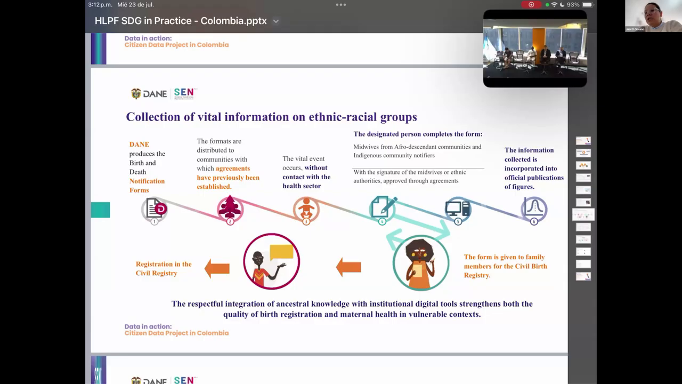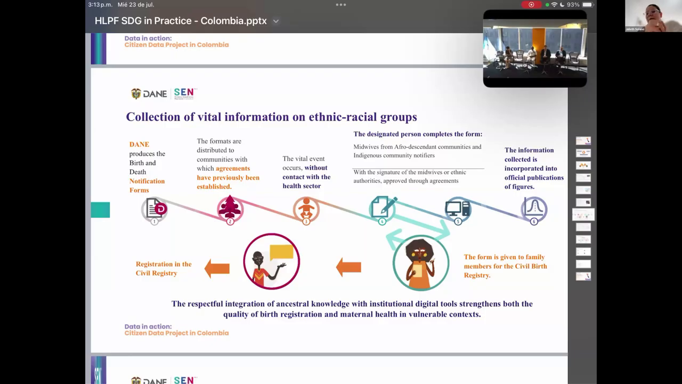DANE identifies the communities, starts the training and capacity building with the community members, and we develop the notification forms. These notification forms are distributed among the communities with which we have previous agreements, and when the vital event occurs without contact with the health sector, the designated person in the community reports the event in the forms that were designed by DANE, and these forms are then collected and submitted to the information system of the vital statistics.